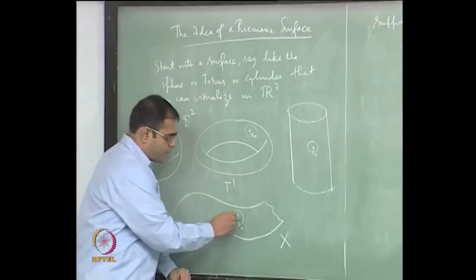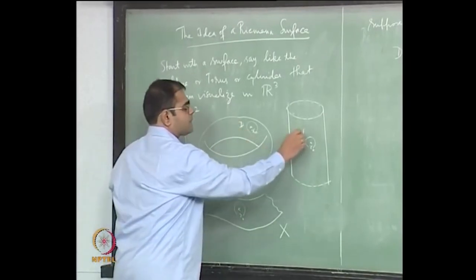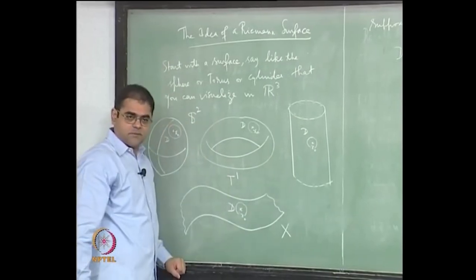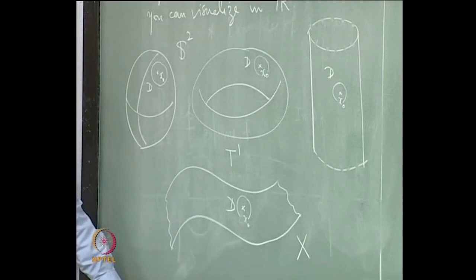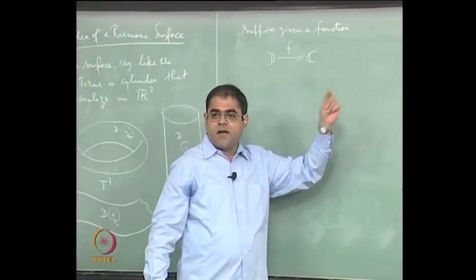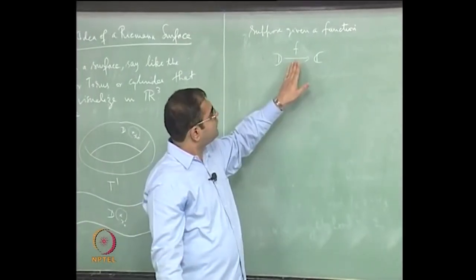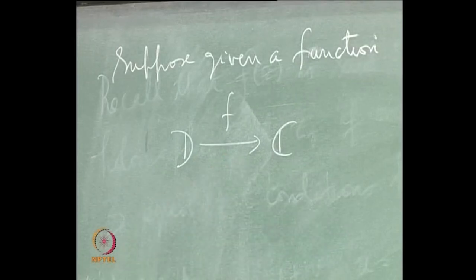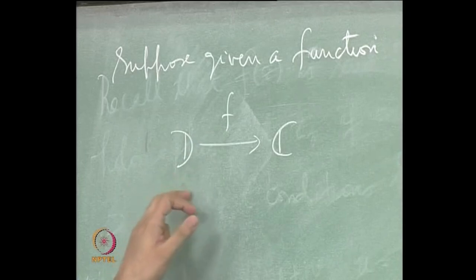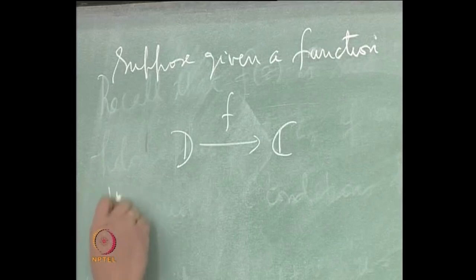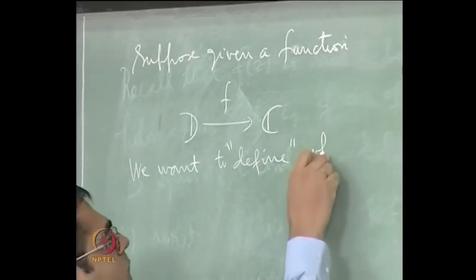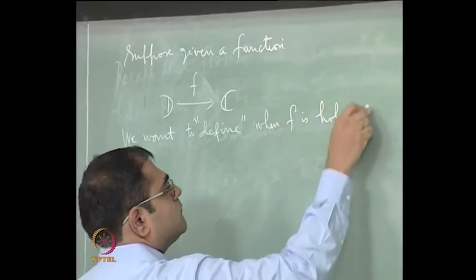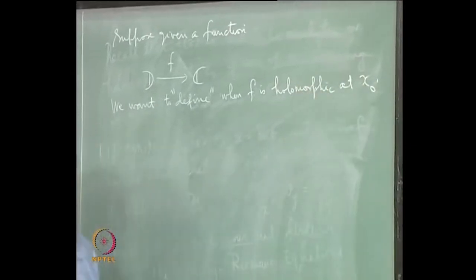So I have a surface, I have a point on the surface, and I have a small disk-like neighborhood D, and I have a function, and this function is defined for every point on this disk, which means it's also defined at x0, and this function takes complex values. And what is it that I want to do? I want to formulate a definition by giving a set of conditions as to when the function f is holomorphic at the point x0. So we want to define when f is holomorphic at x0, this is what you want to do, okay.